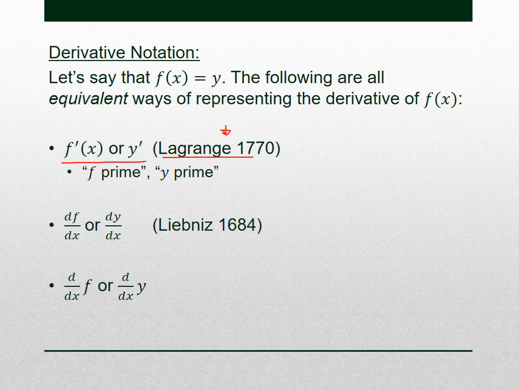We also have this df or dy dx notation that was introduced by a guy named Leibniz in 1684. He was one of the co-inventors of calculus along with Isaac Newton. And you can also just stick the f or y out in front, and this would say take the derivative with respect to x of f, right? So something like that. So those are all equivalent notations. Like I said, this is probably the one we'll see most common, and then second most.